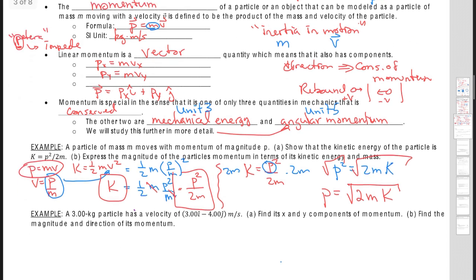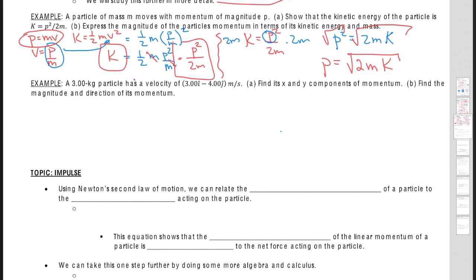And so the next question brings in this vector notation. This tells us you have a 3 kilogram particle that has a velocity of 3 i hat minus 4 j hat meters per second. You want to find the x and y components of momentum, and then find the magnitude and direction of its momentum. And so Vx is simply 3 meters per second, and Vy is negative 4 meters per second.